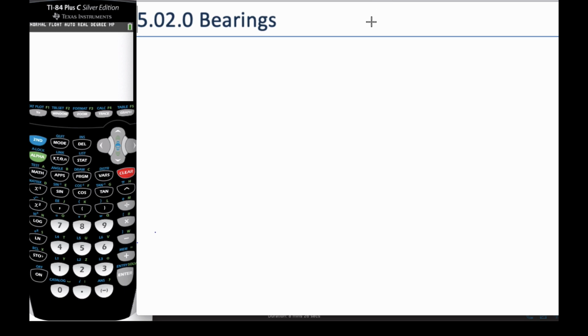Okay, so Mr. Ops here, and today we're going to talk about bearings. In order to do bearings, you have to remember about north, south, east, and west. Generally speaking, we call this north, and then east, and south, and west. When we do bearings, we always are referring to north.